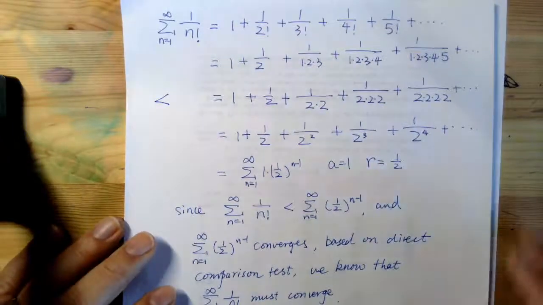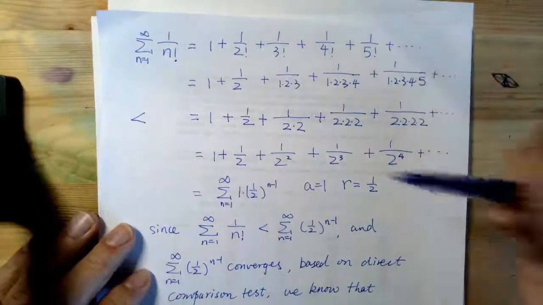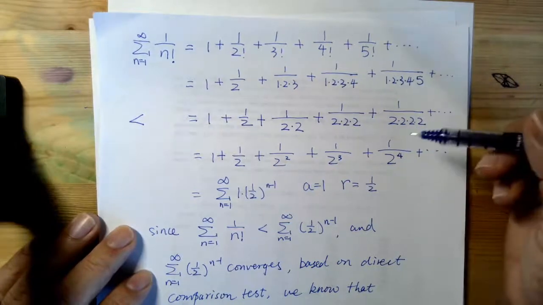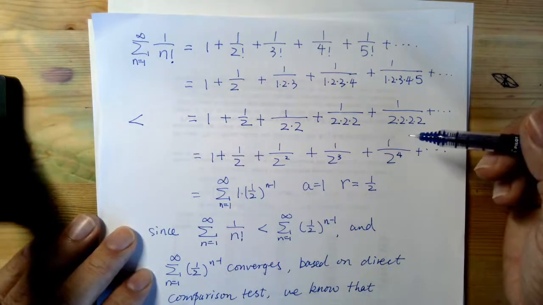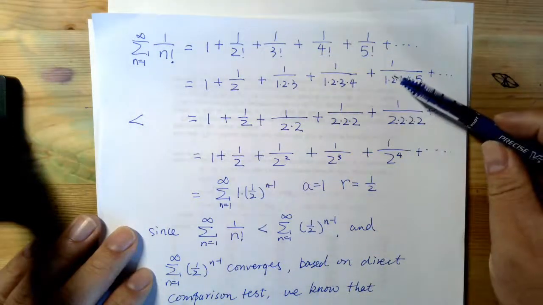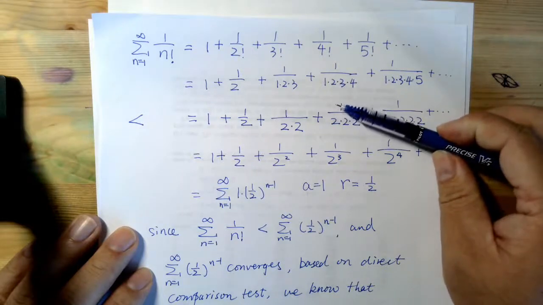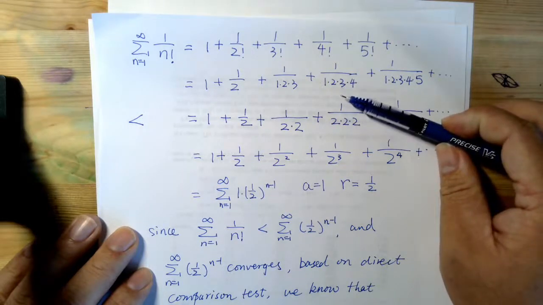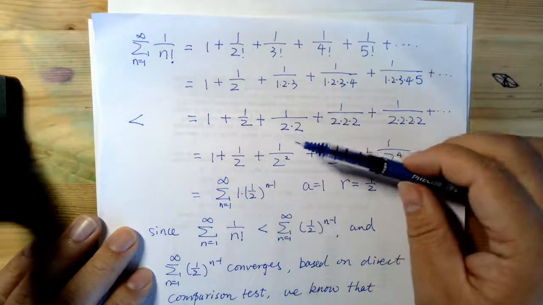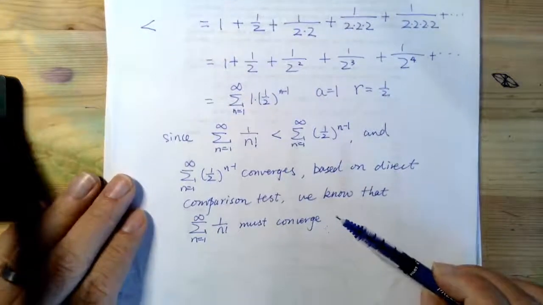So to construct the comparing series for this example, it's a little bit tricky, but the idea is to write it out, and then see if there is something we're familiar with, and then construct this inequality, and then apply the direct comparison test, and then get our conclusion.